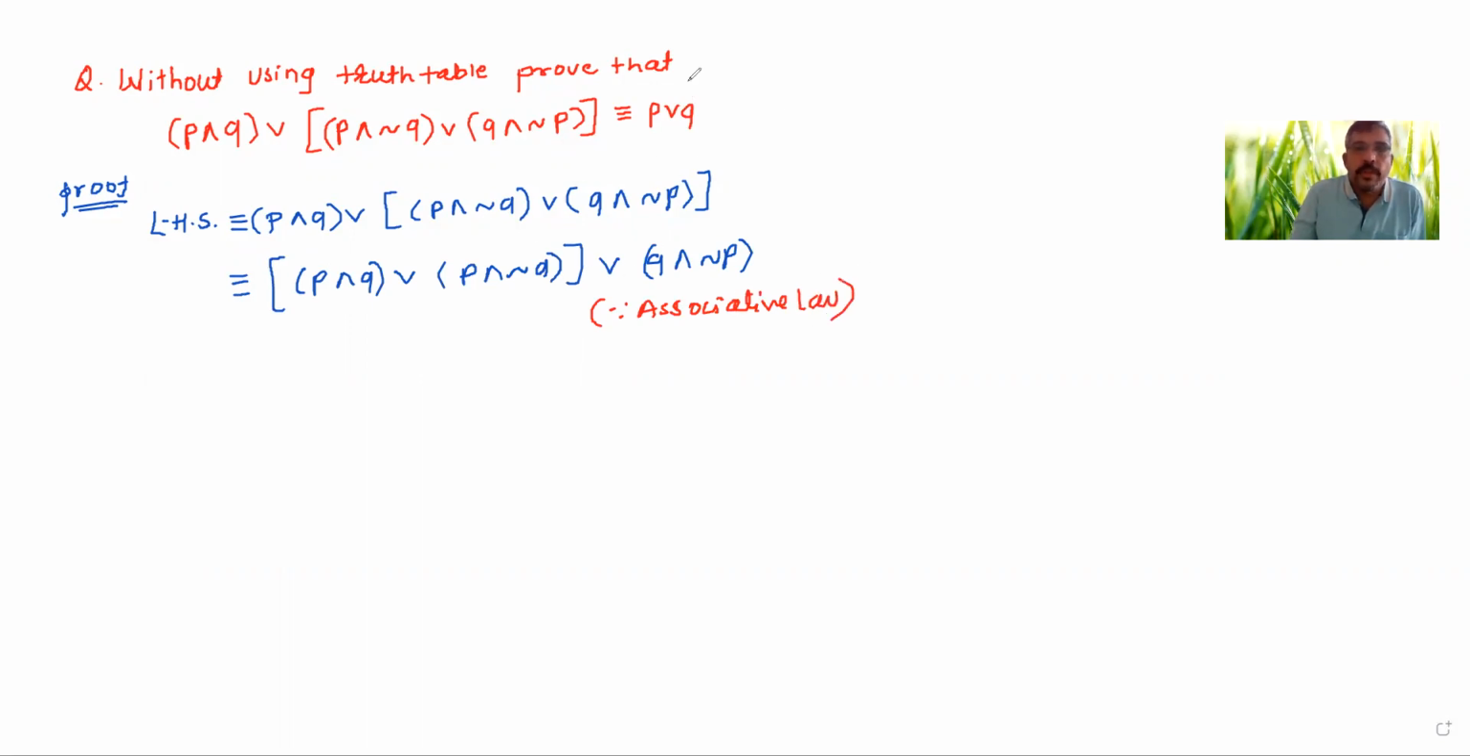Now next. We can take this P and common, meaning we can use distributive law. Here we get P and, if you take P and common, in bracket Q or negation Q, square bracket keeping the same, then or Q and negation P. Here we have used distributive law. The reason is distributive law.